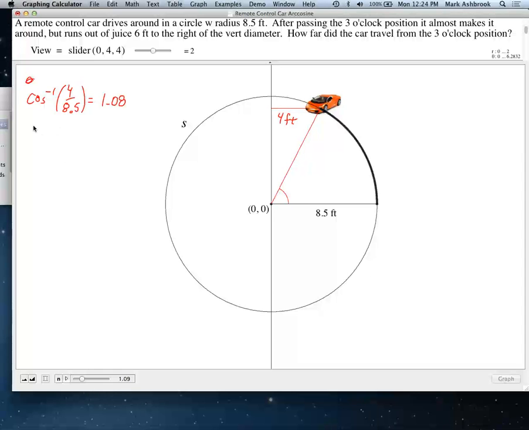So then we can take 1.08 times 8.5 and we get? So we've gone 9.1 feet. Okay, so no adjustment on that one because we were in the first quadrant, and the first quadrant, from 0 to pi over 2, is part of our range for our cosine from 0 to pi.